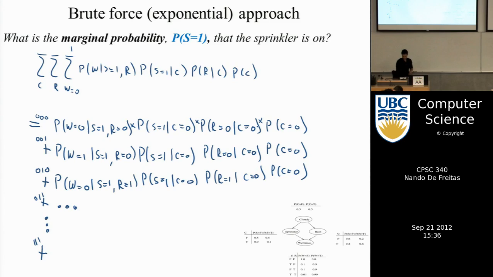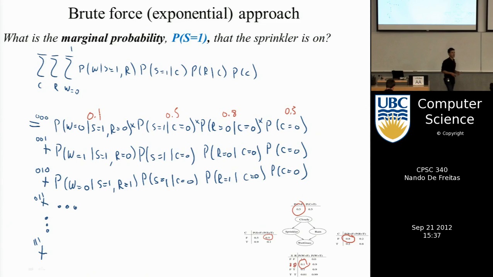And once you have this though, you can just read off the numbers. So probability of C equals 0, that's just 0.5. R equals 0 given C equals 0 is 0.8. And then S equal 1, given that C is equal to 0, is 0.5. And W being equal to 0, given that S is equal to 1, and so on, is 0.4, 0.1. Okay. So you would plug in all these numbers, you would multiply it, and you would get your answer.